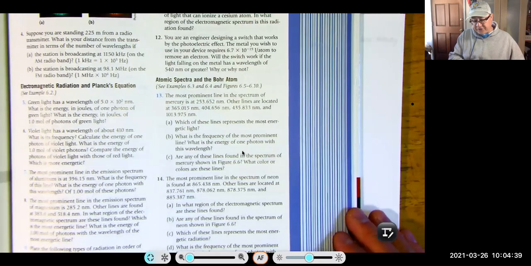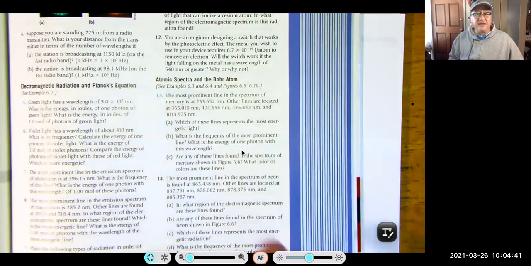So 13: the most prominent line in the spectrum of mercury is at 253.652 nanometers, which we know is ultraviolet light because it's not quite 400. The other lines are at 365, 404, 435, and 1013. The 1013 would be infrared light.